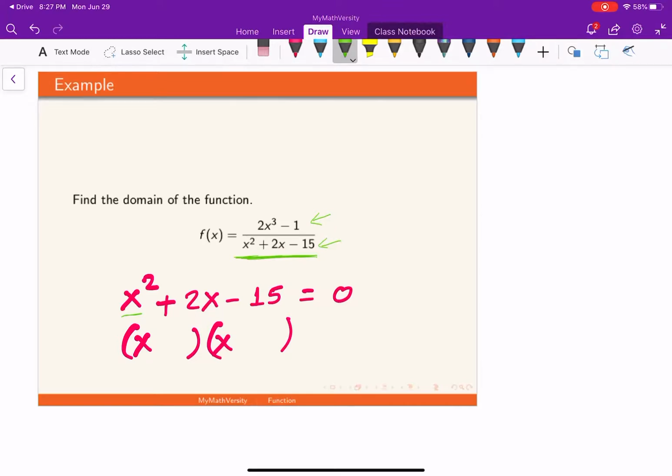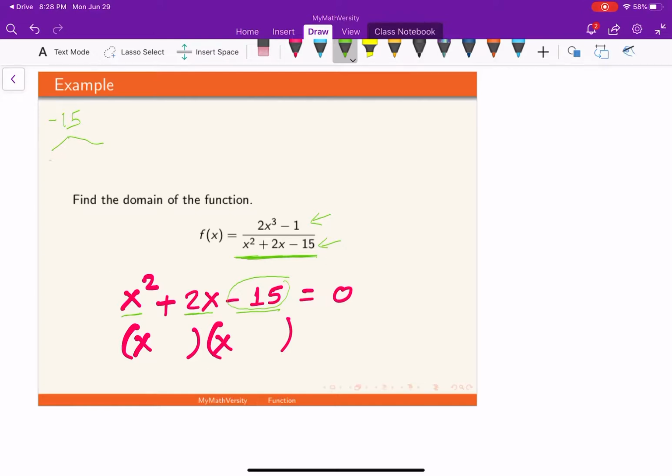But on the other hand, now I have 2x here as the linear term, and then the constant is negative 15. So what I need to do is find two numbers whose product is negative 15, and when I combine them I need to get positive 2. How is that possible? So how can you get two numbers whose product is negative 15, but when I combine them I get 2? Can you think of those two numbers?